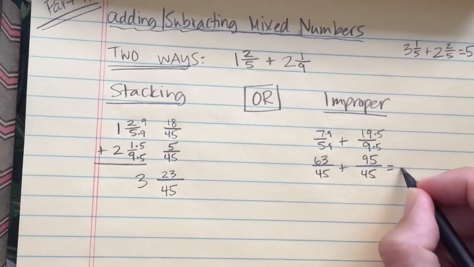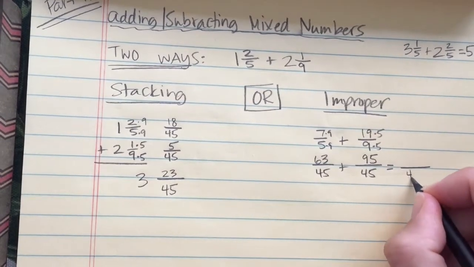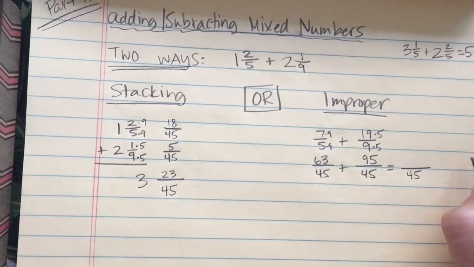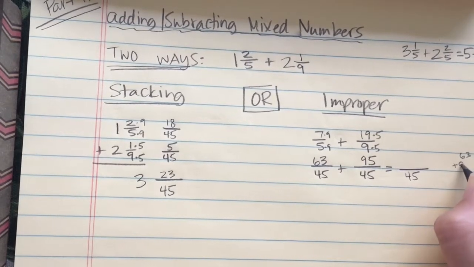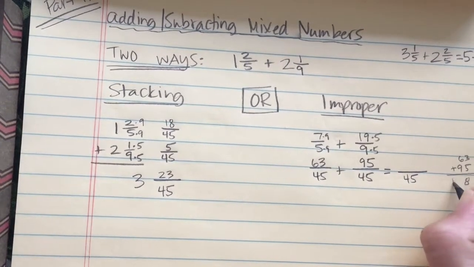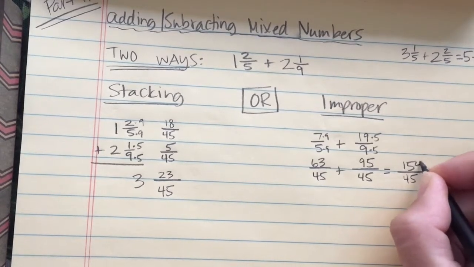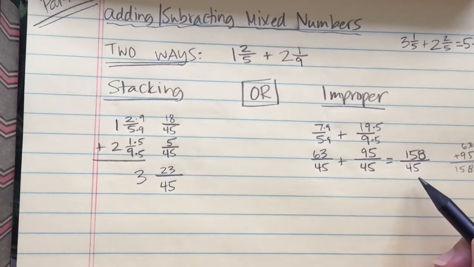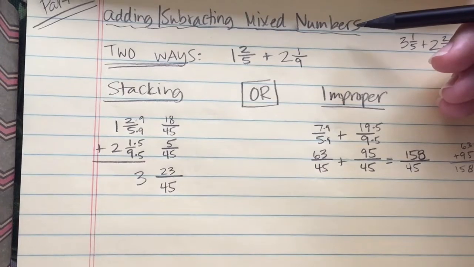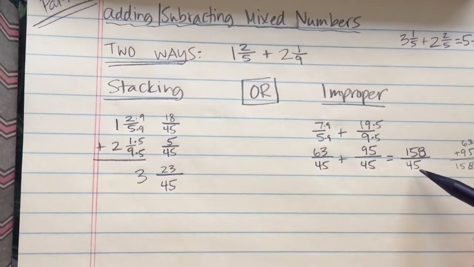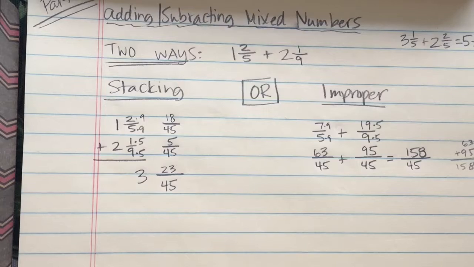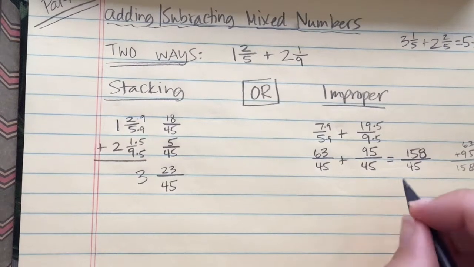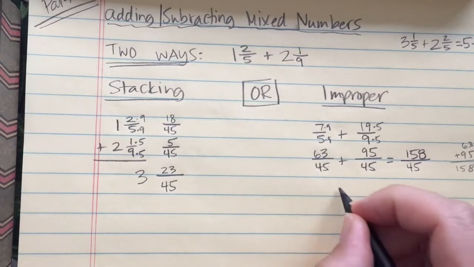So now what we would do is add our tops. 63 plus 45, I'm going to do this off to the side. So 158. All right, now I still need to change this back into a mixed number, or most likely I will need to. So I need to figure out how many times 45 can go into 158. Well, 45 times 2 is 90, plus another 45, that would be 135, so that's going to be good.